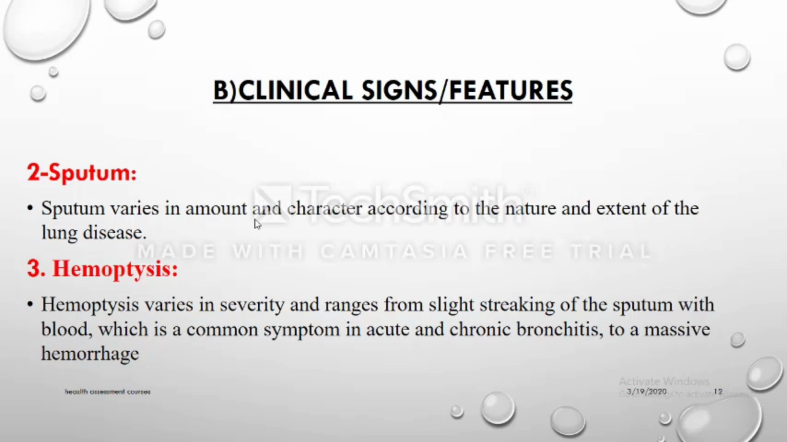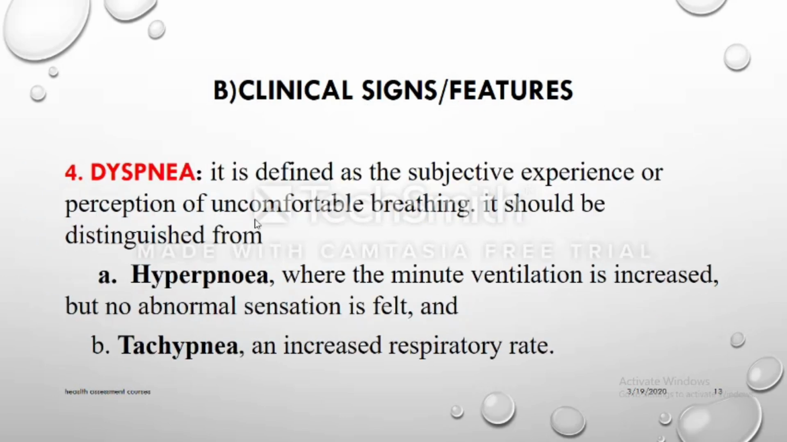But if it was a massive hemorrhage, this one is indicating bleeding from the bronchus or from the lung, and this massive hemorrhage we can estimate as 2 cups of blood or sputum with blood, or more than 200 cc of sputum with blood.